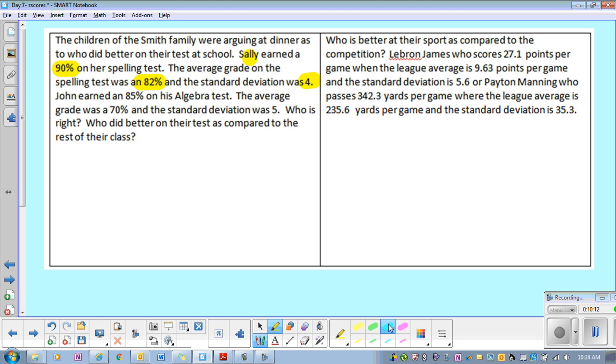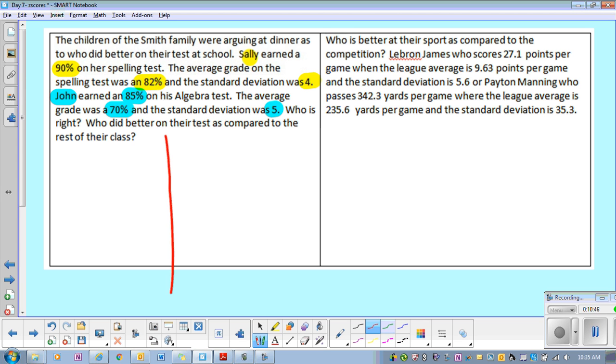So the other Smith child is John. John earned an 85% on his algebra test. It's not a 90 like his sister's, right? But they're different subjects. Do you agree? The average grade on his algebra test was a 70 and the standard deviation was 5. So who's right? Who did better on their test? How many situations do you have here? 2. Because you have Sally's grade and you have John's grade.